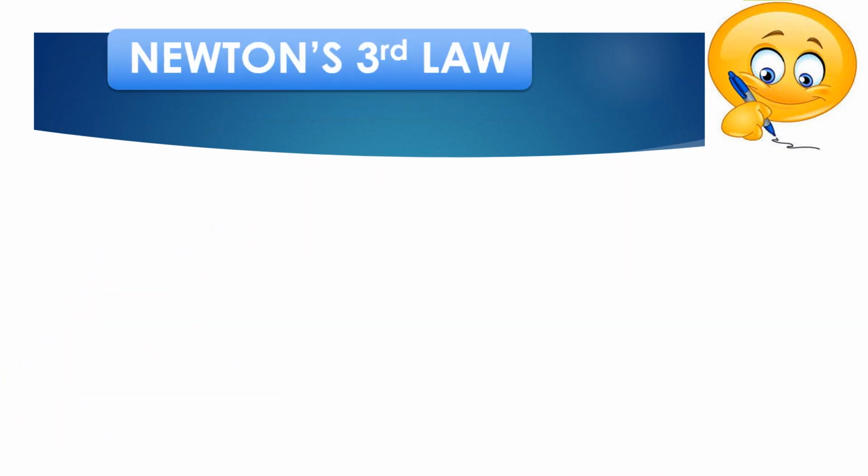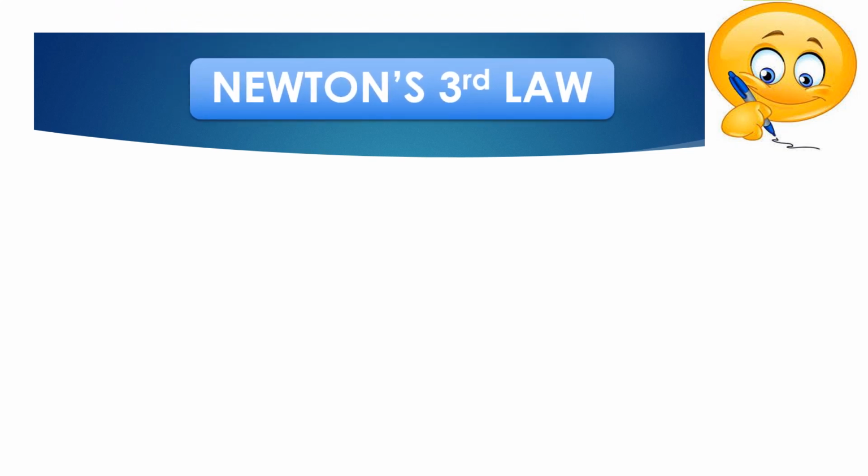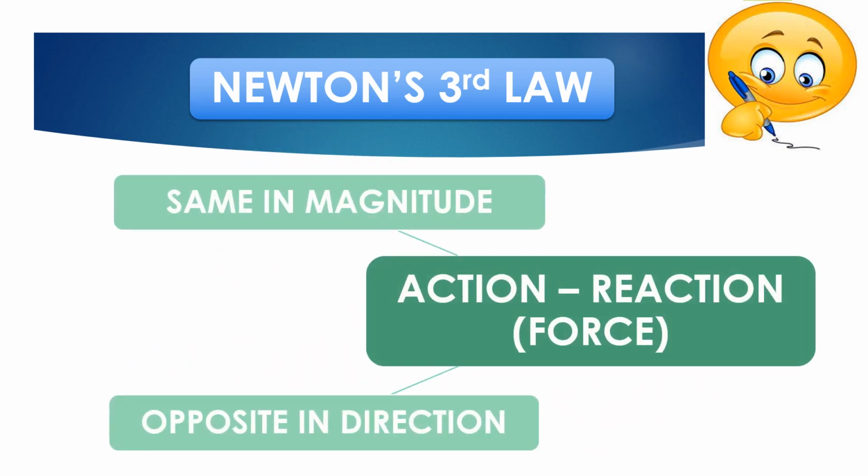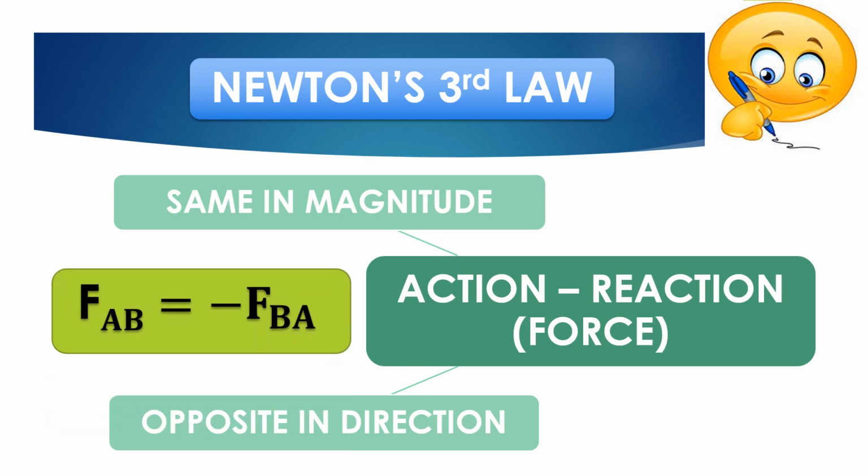Okay, next we discuss Newton's third law. Newton's third law states that for an action-reaction force pair, the forces are the same in magnitude but opposite in direction. So this formula proves that the action-reaction forces have the same magnitude and opposite direction. So the direction is indicated by the negative sign here.